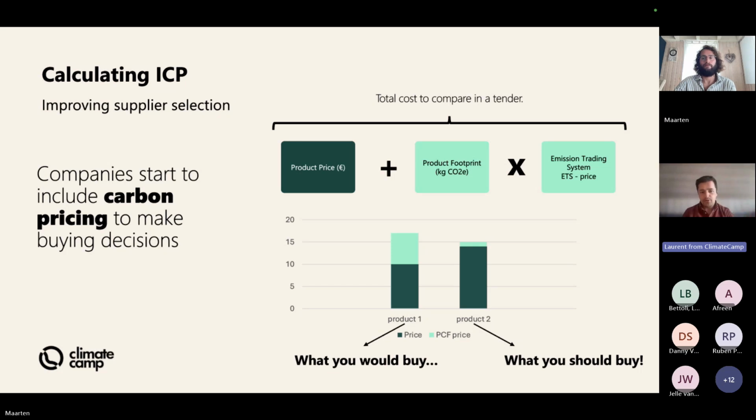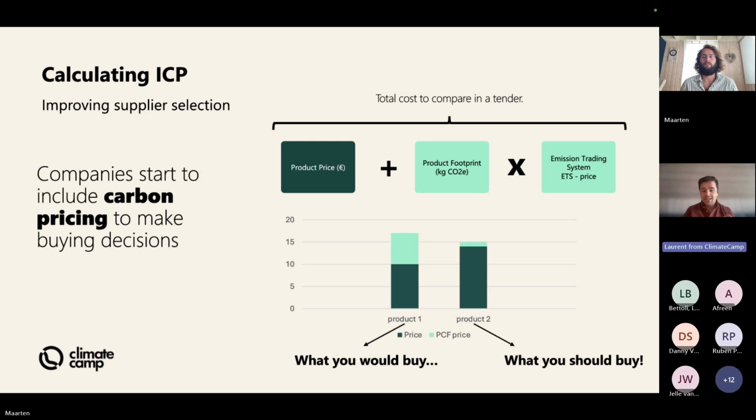So here in the example, product 1, you see that the initial price of the product was lower. It was 10. But the carbon footprint of the product was higher, resulting in a higher total price. In product 2, initially the supplier came in with a higher price, but they already invested a lot in decarbonizing that product, and they can offer a lower product carbon footprint, which results in a lower total price where the procurement department can compare the results.